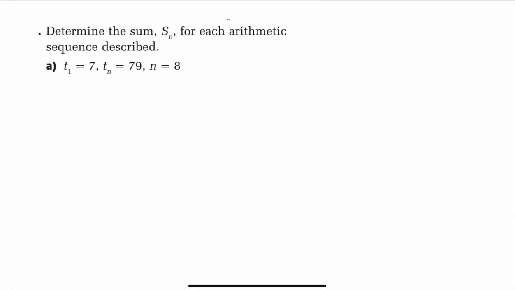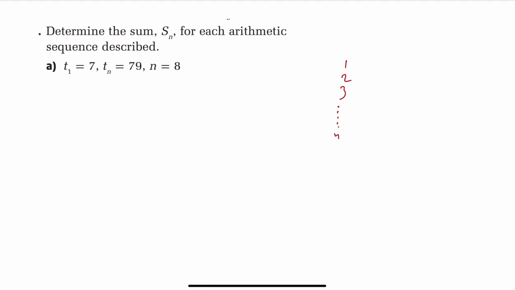So let's do this example by applying our method and by applying the formula that we derived before. Determine the sum Sn for this. I have T1, I have Tn, and I have n. Suppose again I don't remember my formula. I will just come here to my scrap paper and I will write 1, 2, 3 up to n.